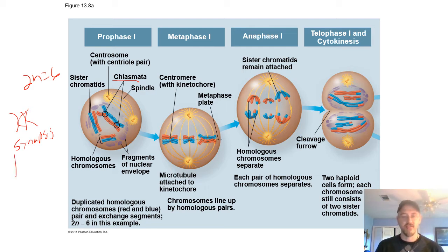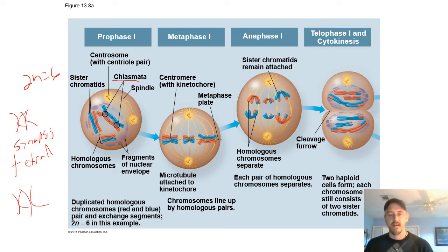We call this a tetrad when they're formed up like this in synapsis. Synapsis is the verb, that's how they get there. And the tetrad is simply the structure they form, which is called a tetrad because there are 4 chromatids involved. Okay, then metaphase 1. The tetrads line up at the metaphase plate.